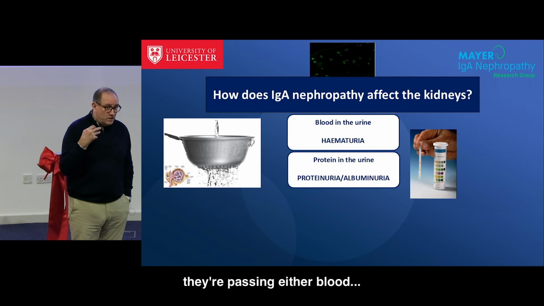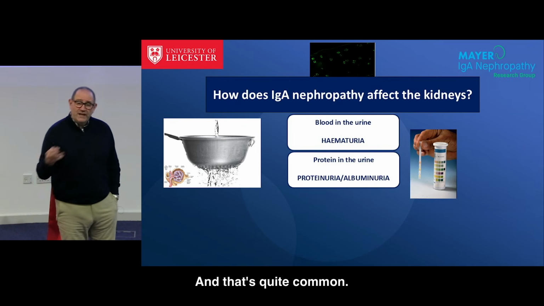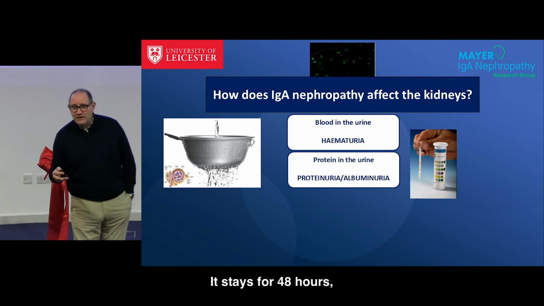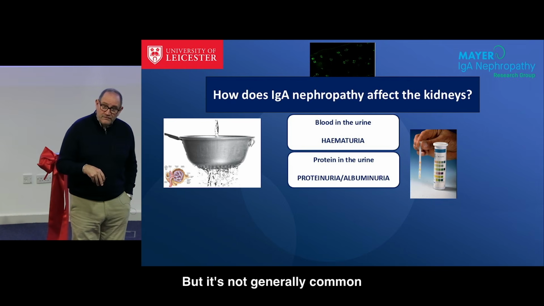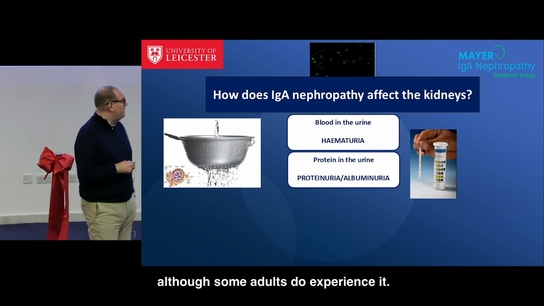patients may notice they're passing either blood, urine that looks like blood, or Coca-Cola or tea. And that's quite common. It stays for 48 hours and then it'll go away by itself. But it's not generally common in adults, although some adults do experience it.